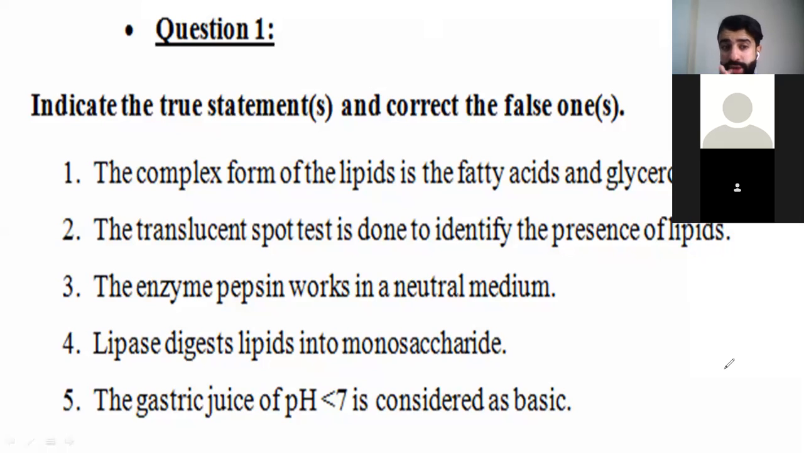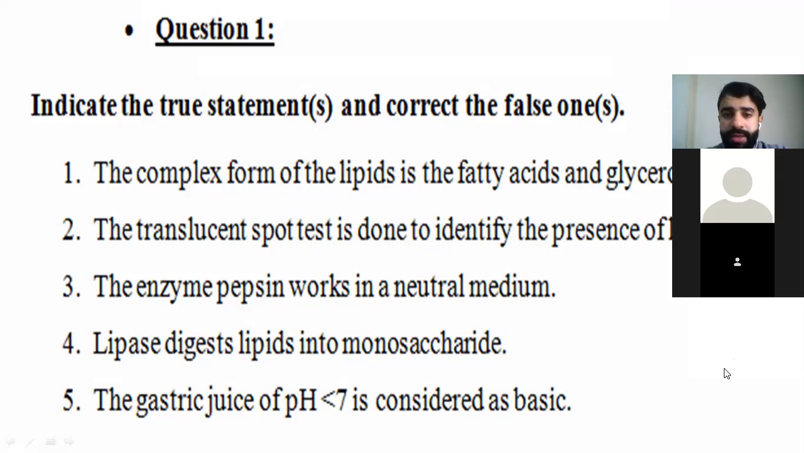So, second one, they said that the translucent spot test is done to identify the presence of lipids. What do you think? True. If I ask you, Hadil, can you give me another test that is done to identify the presence of lipids? This is the Bayer test. Bayer test is done to identify the presence of proteins and polypeptides. It's not the Bayer test.